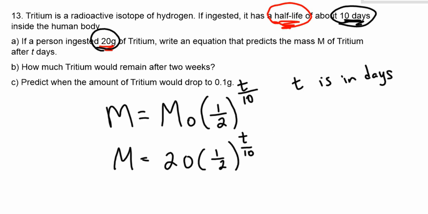So there's my equation. Again, here t is the time after ingestion. 10 represents the half-life period. So every 10 days, half of what was there remains. And we start with 20.